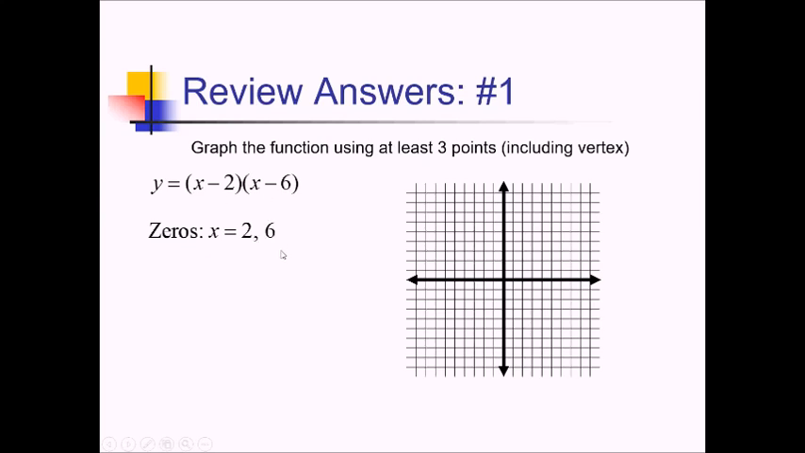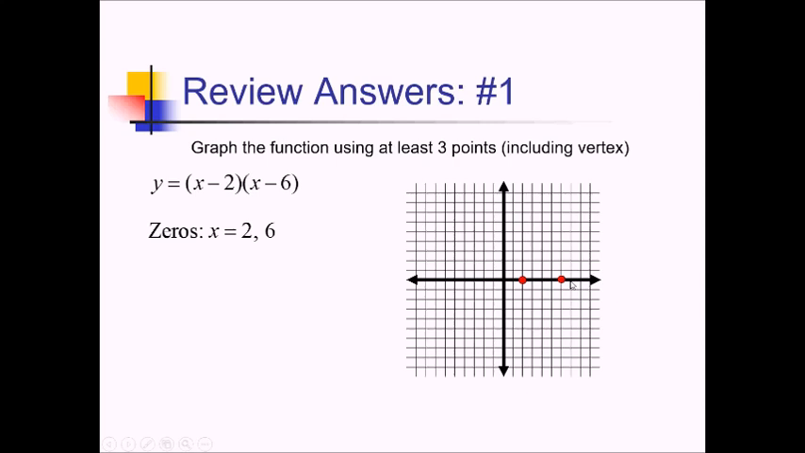Now that we found these, we can actually graph them out. So those are the x-intercepts 2 and 6. So that's already 2 points, but we need 3 points. And the third point is the most important one. That's the vertex. The vertex is always going to be halfway between points that are at the same y value.